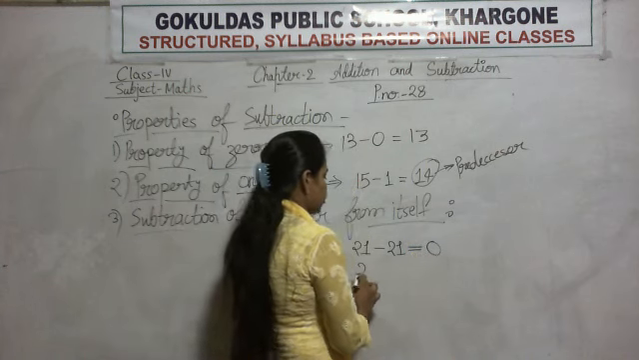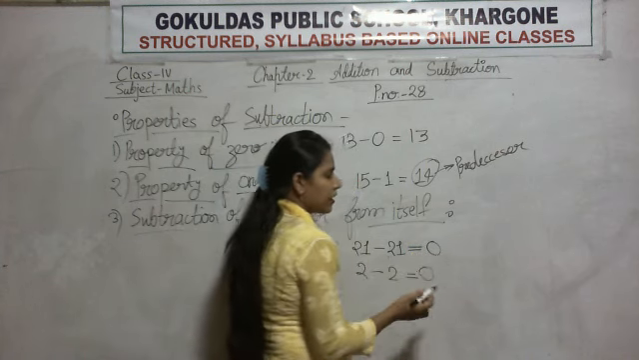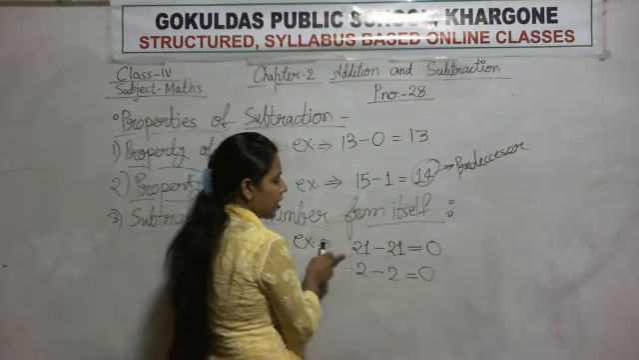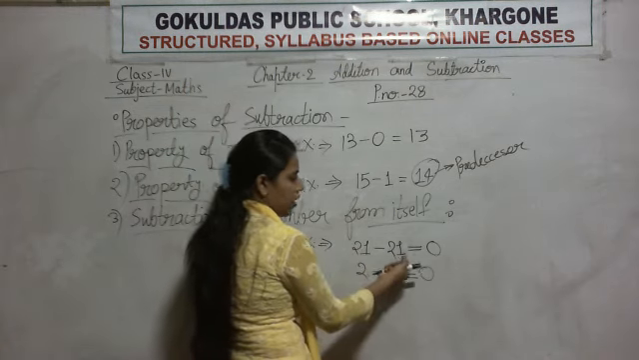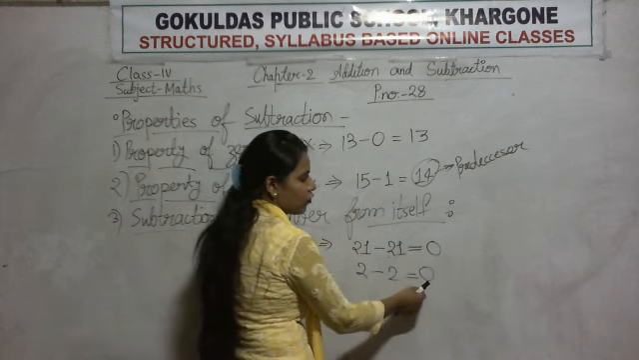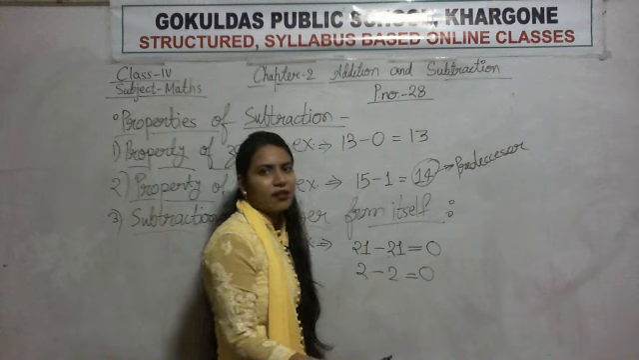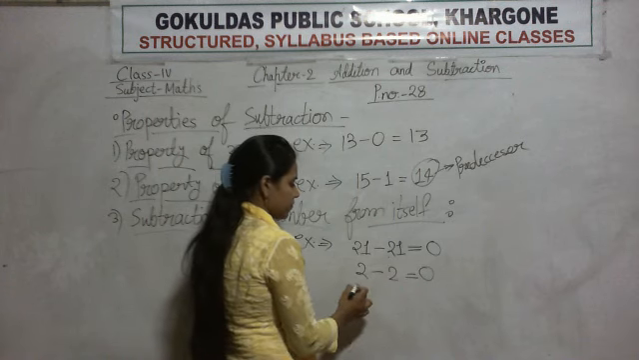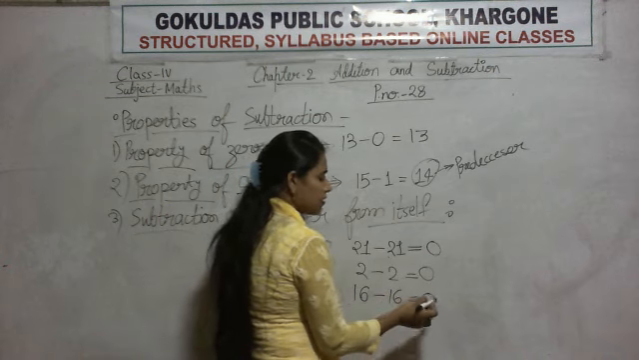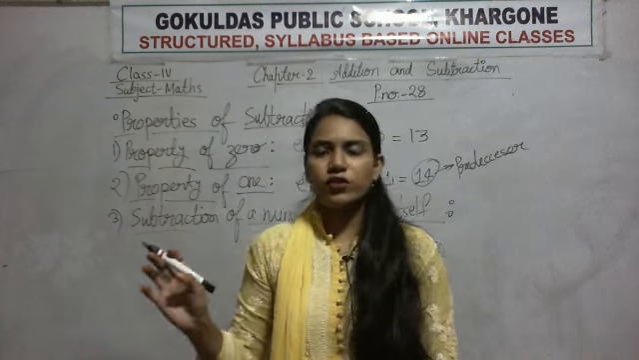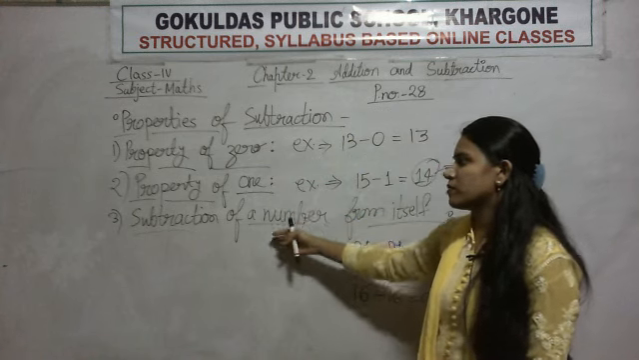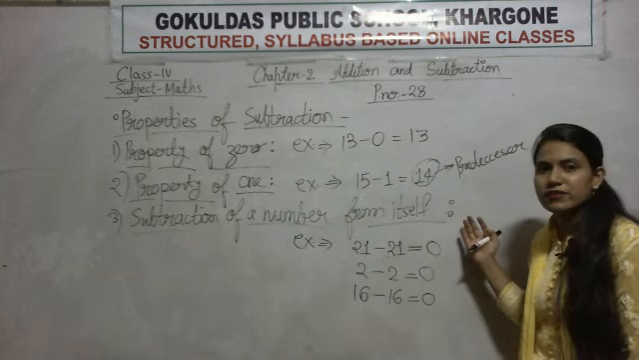If you subtract 2 from 2, you will get 0. Means if you subtract any number from itself, you get 0. If you subtract 16 from 16, you will get 0. So we have discussed three properties: property of 0, property of 1, and subtraction of a number from itself.